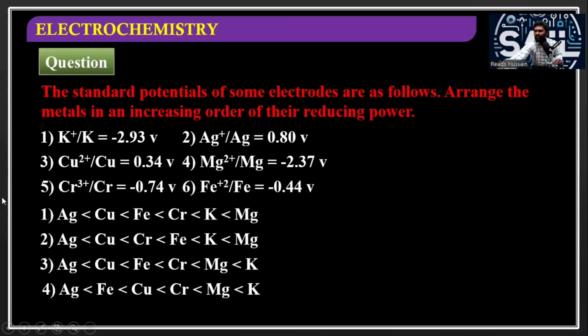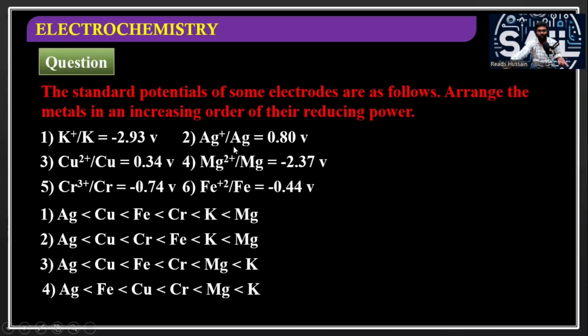So which one has the least value? Among these values, which is the least value? The least value is for potassium, minus 2.93 volts. This is the least value. When the reduction potential value is least or less, its reducing power is high. So reducing power is high. The reduction potential is low, reducing power is high, more.